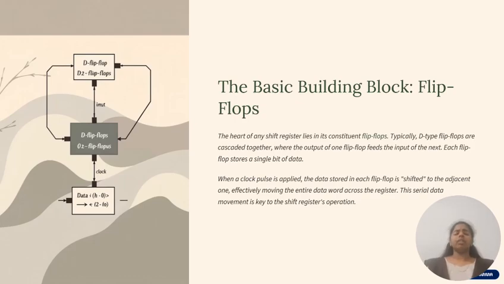The basic building blocks: flip-flops. The heart of any shift register lies in its consecutive flip-flops. Typically, D flip-flops are cascaded together, where the output of one flip-flop feeds the input of the next. Each flip-flop stores a single bit of data. When a clock pulse is applied, the data stored in each flip-flop is shifted to its adjacent one, effectively moving the entire data word across the register. The serial data movement is key to shift register operation.